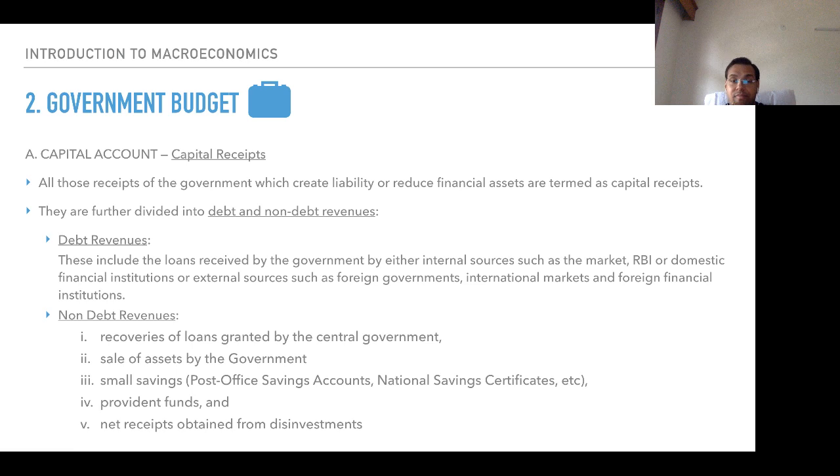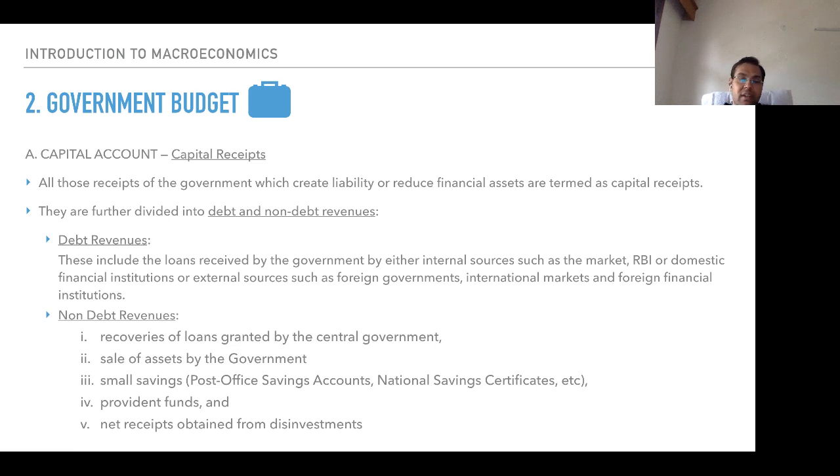What are those? So capital receipts are categorized into two types. The first receipts are called as debt receipts. The second receipts are called as non-debt receipts. Debt receipts or debt revenues. Debt receipts are principal amount of loan. Whatever loan you have taken, the principal amount, it would be included as a part of capital receipts. It is a debt adding receipt.